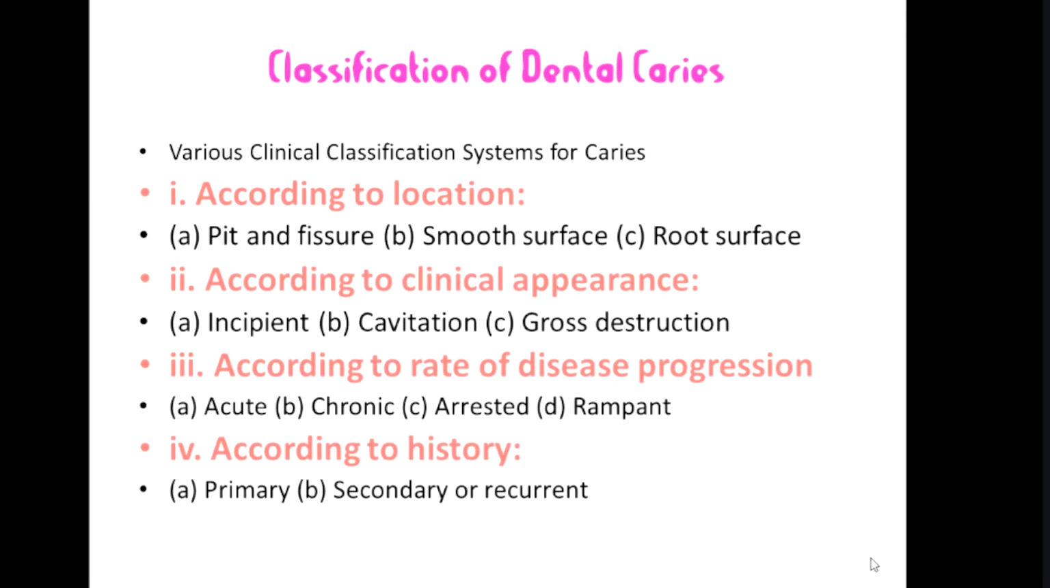Another criteria of classification according to clinical appearance. We have either incipient or cavitation or gross destruction. يعني بداية كاريز لو تصير cavity أو بعدين يصير gross destruction. هاي الحالات المتقدمة من الكاريز. Also, we can classify it according to rate of disease progress or caries progression, either acute, chronic, arrested, rampant.